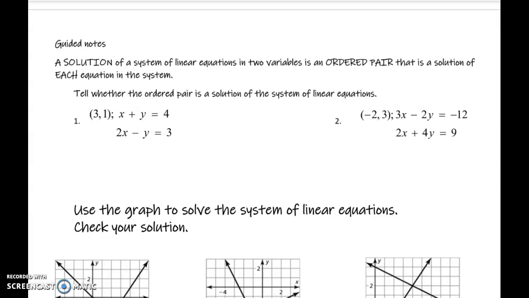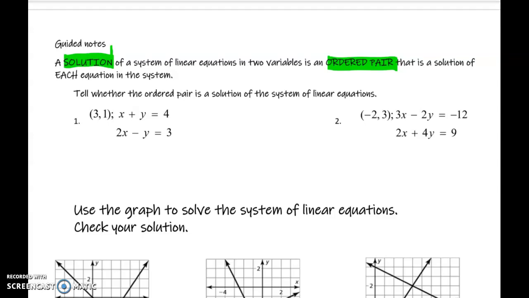And so we're going to start with solutions, okay? It says tell whether the ordered pair is a solution of the system of linear equations. And then your definition is up here. It says a solution of a system of linear equations is any ordered pair that is a solution of each equation. And actually, I shouldn't say any, because there's only one that is potentially going to work.